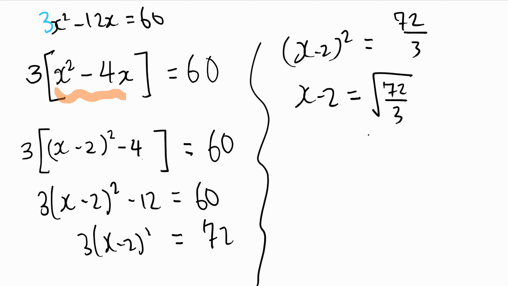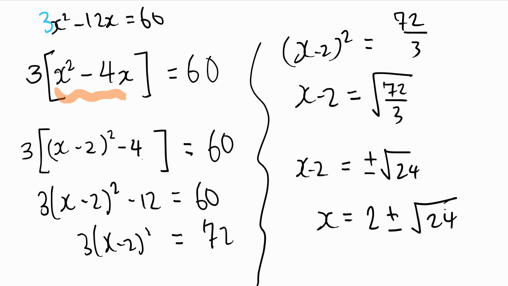Now root 72 over 3, believe it or not, 72 is divisible by 3. Can you believe it? 24. So we can simplify that out to become plus or minus root 24 is equal to x minus 2. And we can add 2 on both sides of the equation to give us our final answer of x equals 2 plus or minus root 24.